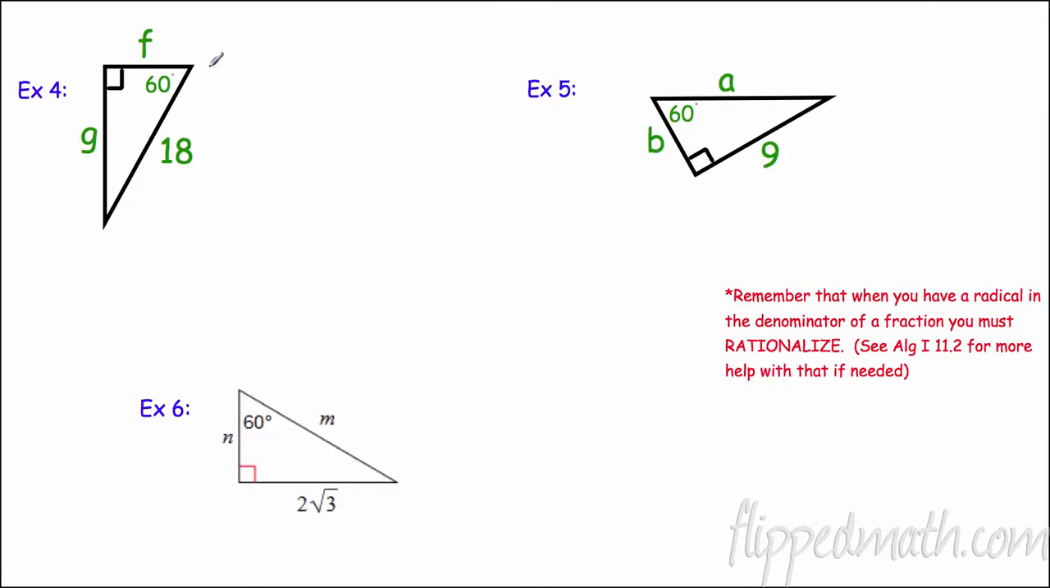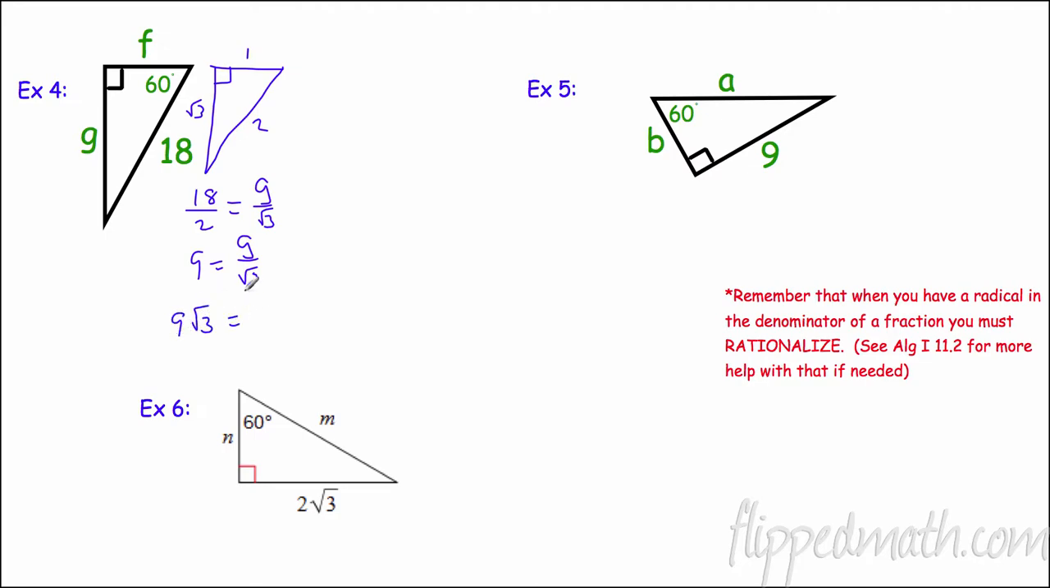So again, I'm going to draw my reference triangle. That's what they're called, reference triangles. All right, across from 60 is radical 3. Across from 30 is 1, and across from 90 is 2. So here we go. I know 18 is the same as 2, because across from 90 is across from 90. And let's see, I know G across from 60 is the same as radical 3. So 18 divided by 2 is 9. Multiply by radical 3, and I have 9 radical 3.